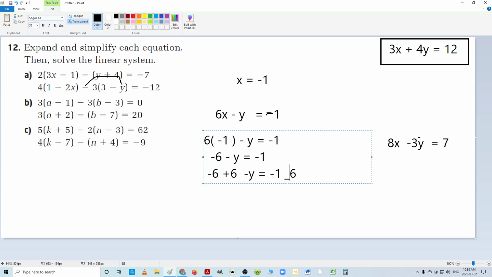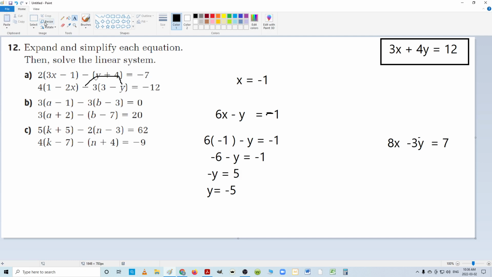It's clear on the left side that the 6's disappear, so I'm left with minus y. And minus 1, which is bigger, the plus 6. What's 6 minus 1? 5. Plus 5. When I divide both sides by minus 1, I discover y is equal to minus 5. Which means after all of that, these two lines meet at here.